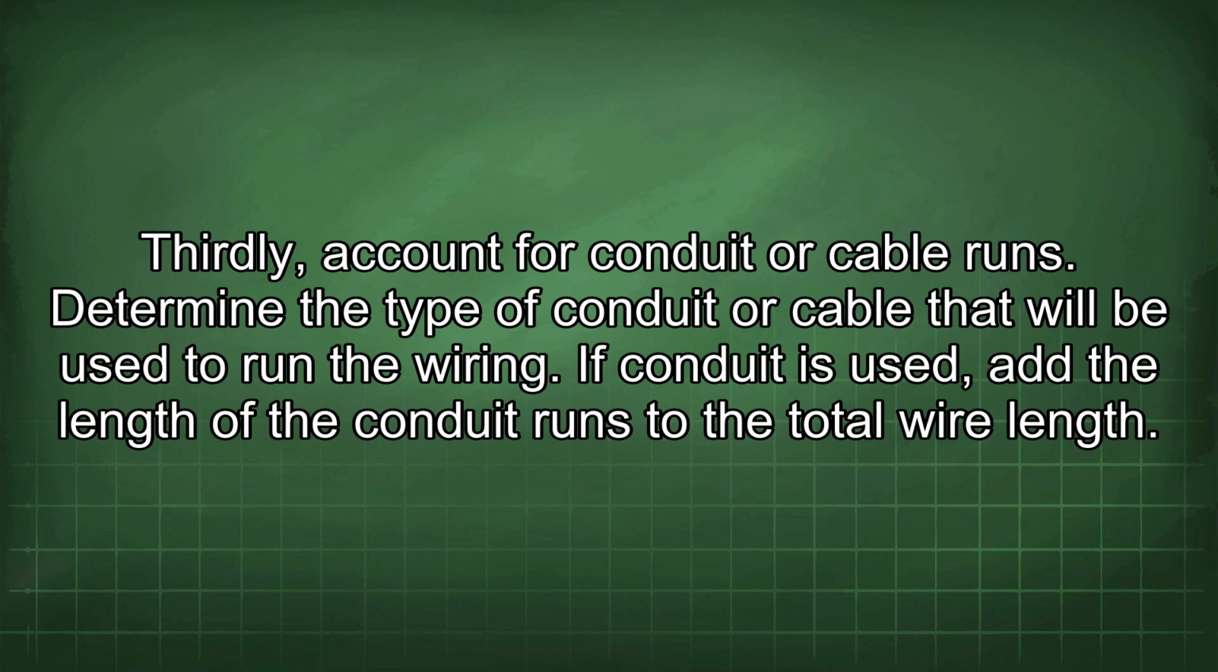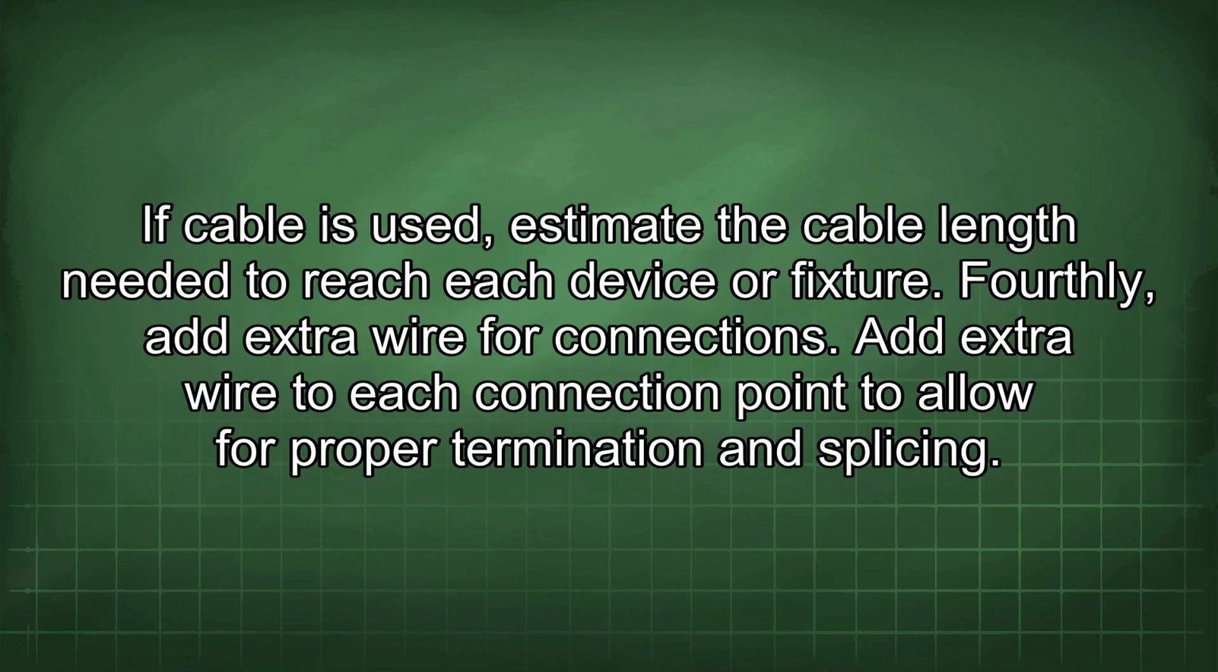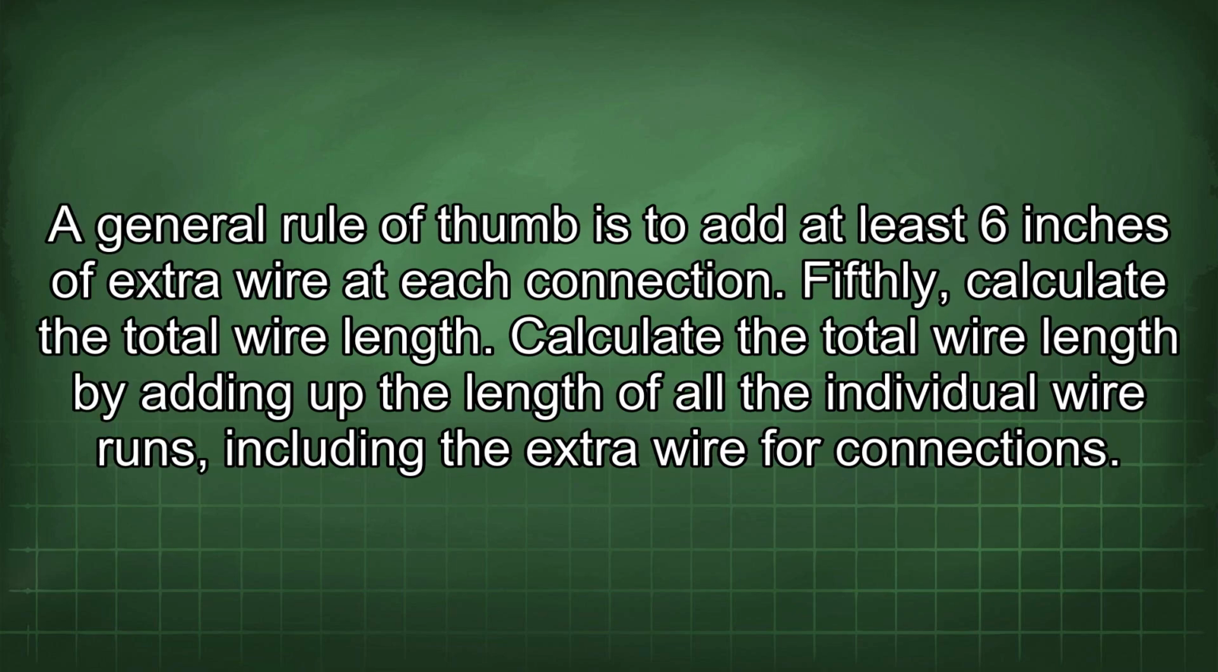Determine the type of conduit or cable that will be used to run the wiring. If conduit is used, add the length of the conduit runs to the total wire length. If cable is used, estimate the cable length needed to reach each device or fixture. Fourthly, add extra wire for connections. Add extra wire to each connection point to allow for proper termination and splicing. A general rule of thumb is to add at least 6 inches of extra wire at each connection.